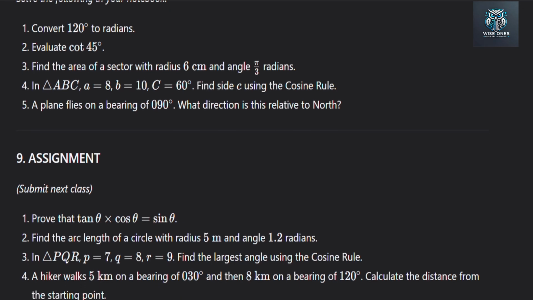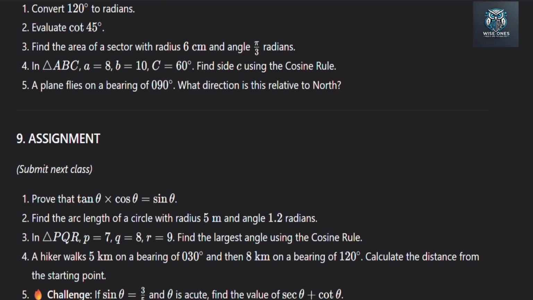Now it is time for class evaluation. Section 8. I want you to pause the video and solve these in your notebook. Question 1. Convert 120 degrees to radians. Question 2. Evaluate cot 45 degrees. Question 3. Find the area of a sector with radius 6 centimeters and angle pi over 3 radians. Question 4. In triangle ABC, a equals 8, b equals 10, angle C equals 60 degrees. Find side c using the cosine rule.